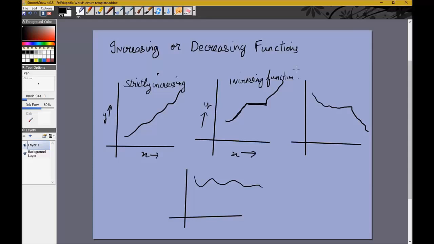Similarly, this would be a decreasing function, and a function like this would be strictly decreasing, because in this region y is constant with respect to x. Generally a function does not need to always be increasing or decreasing. This is a mixed function. In this region, the function is increasing. In this region, it's decreasing. Near this region, it's probably constant. So it can be a mixture of all of them.